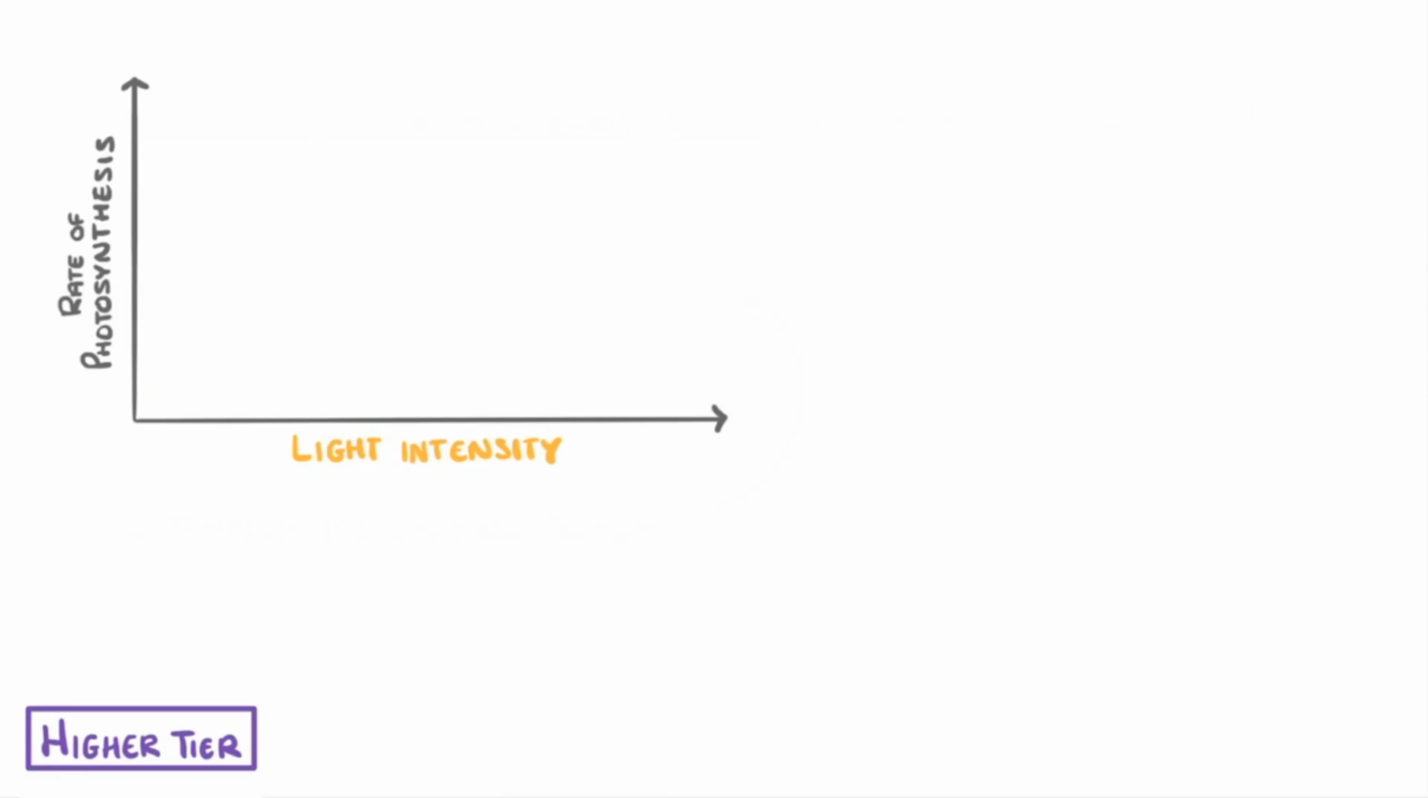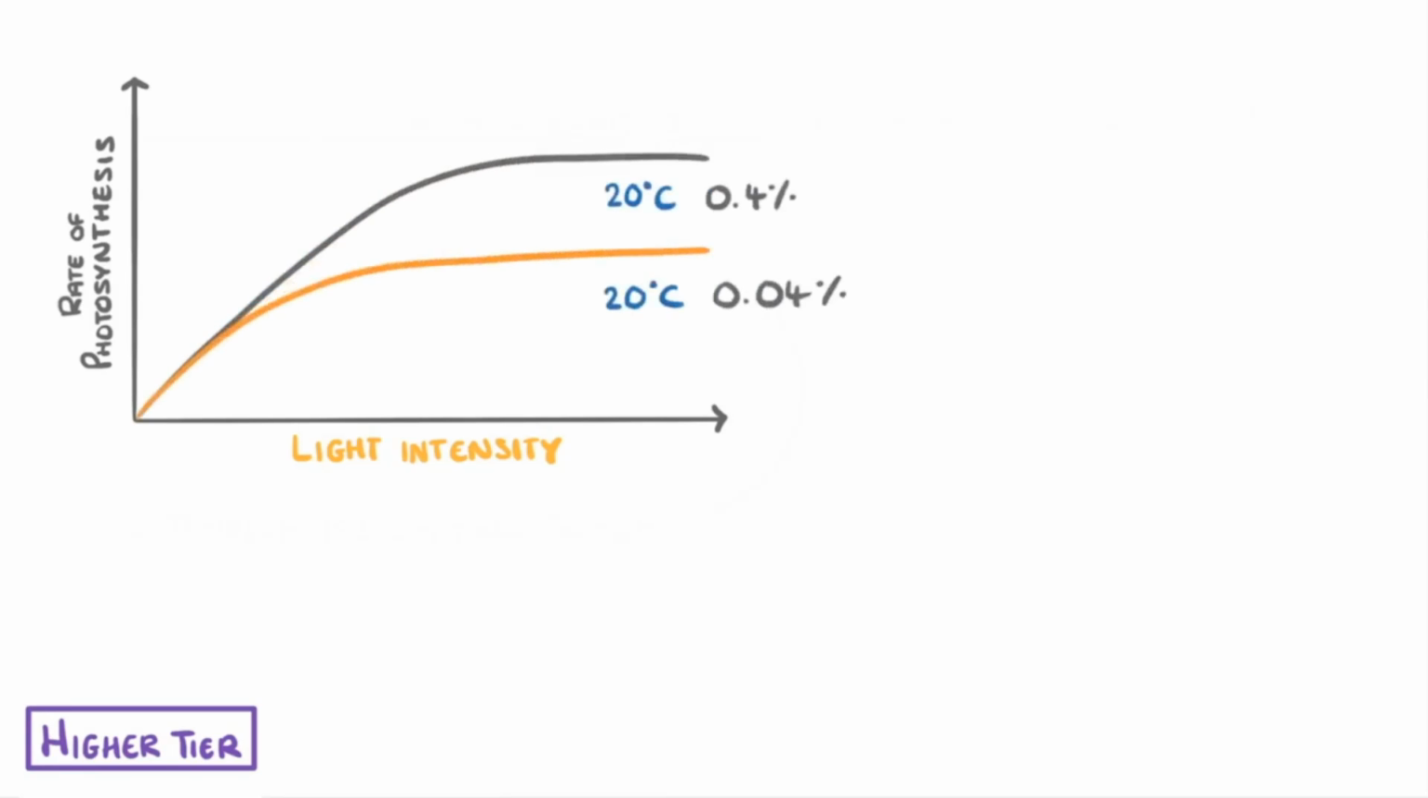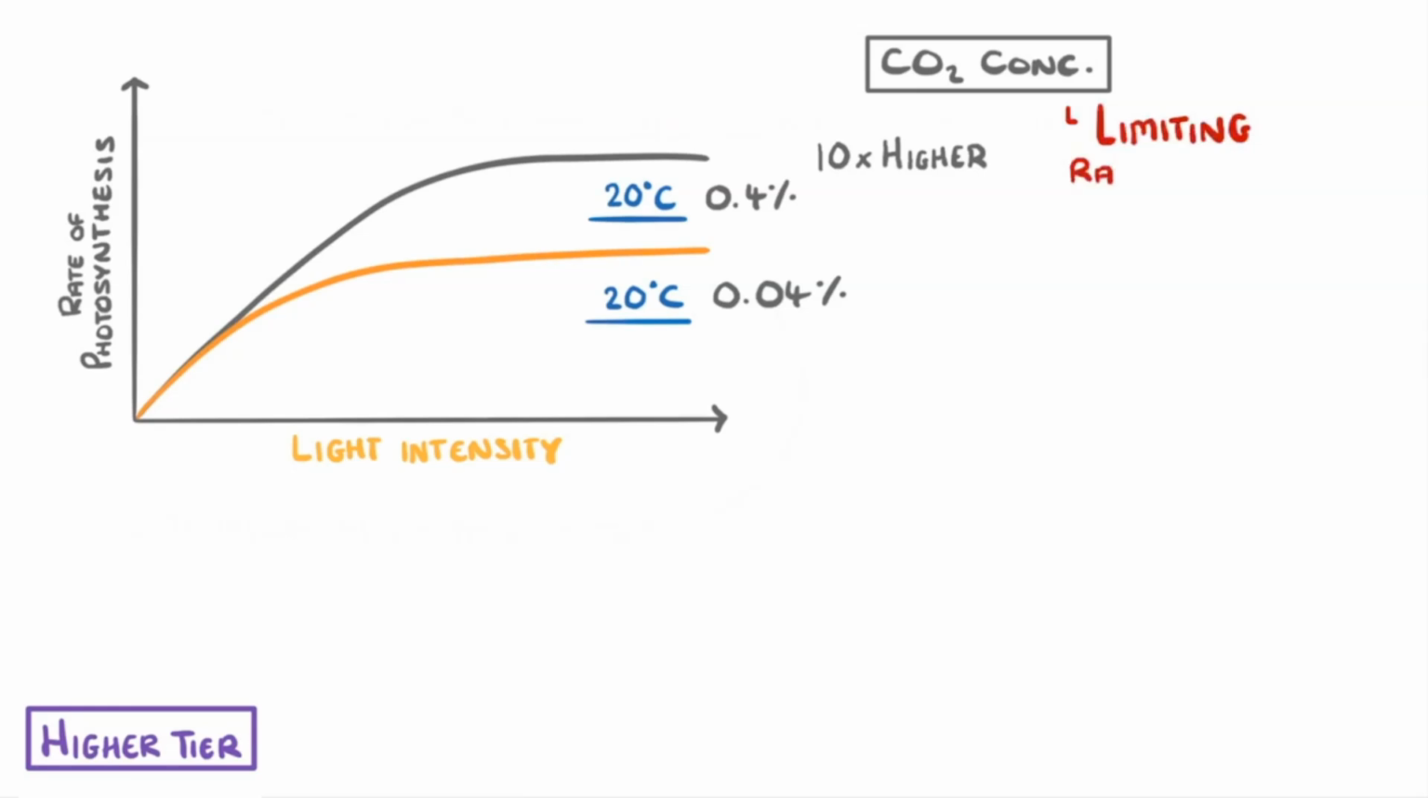Sometimes you might see a graph that shows all three factors. For example, here, we can see that both curves have the same temperature, but the carbon dioxide concentration is 10 times higher in this top curve. So it must be the carbon dioxide concentration that's limiting the rate of photosynthesis of this lower curve.